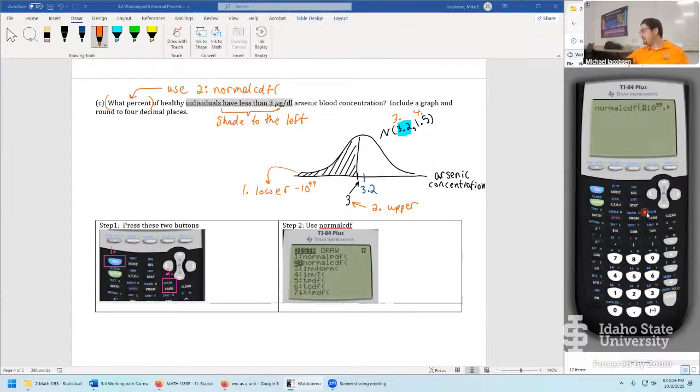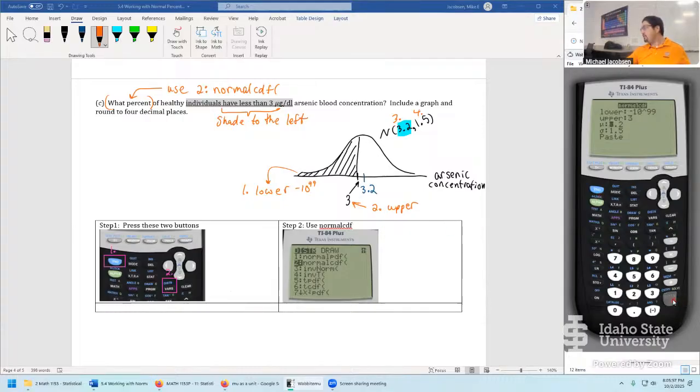So go to second, vars, normal CDF option 2. There's the problem right in that spot. You have to literally use that negative sign. Again, that's really annoying sometimes. Go -10, go up arrow for the exponent, and 99. Now that was the largest negative supported number in the calculator. And again, you could just go -1 and a bunch of zeros. But depending on the mean, you might not have put in enough zeros. Sometimes our means are huge, depending on the context. So this is just the safest approach that always works for a shade to the left type of problem.